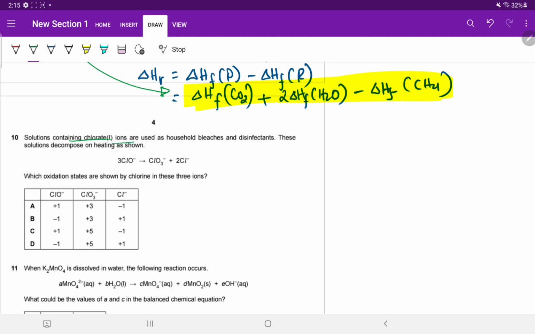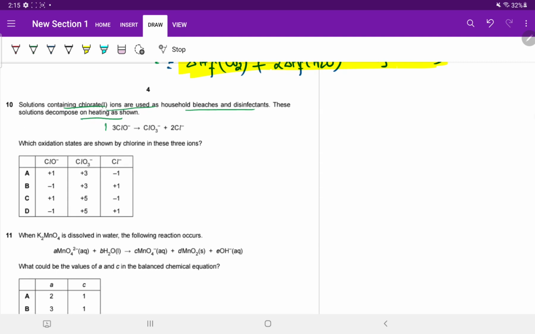Solutions containing chlorate(I) ions are used in household bleaches and disinfectants. These solutions decompose on heating as shown. Okay, they have given us an equation. So what are the oxidation states of chlorine in these 3 ions? We have to find out the oxidation states, which is pretty simple and straightforward.